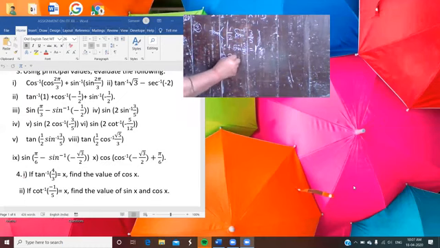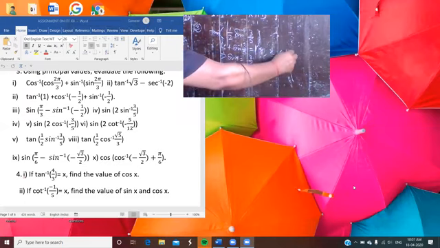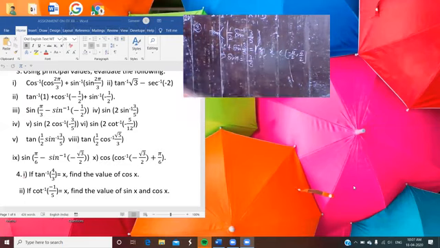So sine x is equal to 3 by 5. And here you can write x belongs to minus pi by 2 to pi by 2. And what about this one? So from this condition, sine x is equal to 3 by 5, you can also find the value of cos x. So that is equal to 4 by 5.